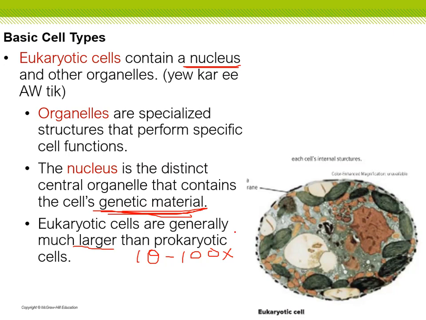Okay, so eukaryotic cells are bigger and they have a nucleus and organs. So bigger, nucleus, organs. Three things there. I'll just make sure you guys are able to finish writing up.